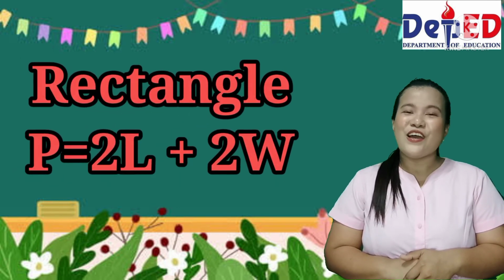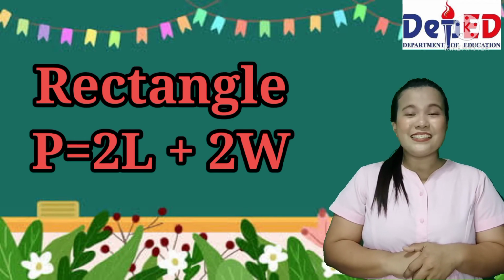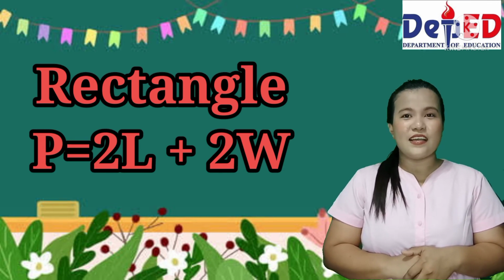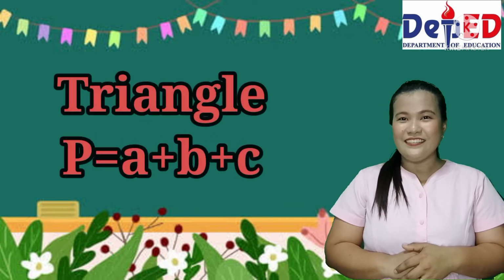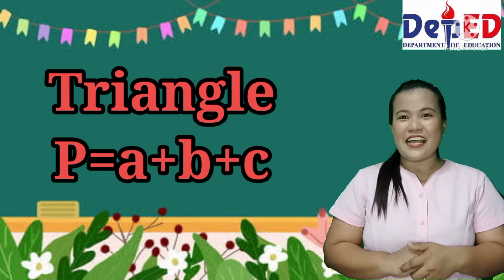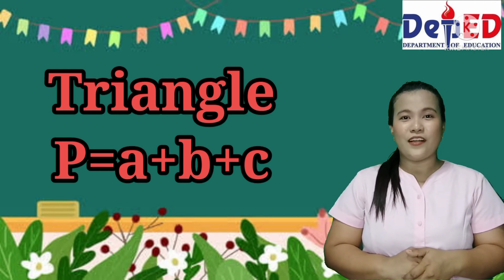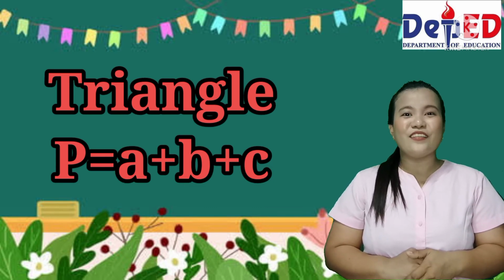How about the rectangle? Correct! P is equal to 2 times L plus 2 times W, where P stands for perimeter, L stands for the length, and W stands for the width. How about the triangle? Great! P is equal to A plus B plus C, where P stands for the perimeter, A stands for the first side, B stands for the second side, and C stands for the third side.